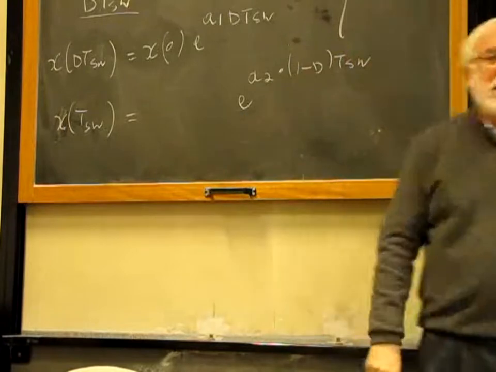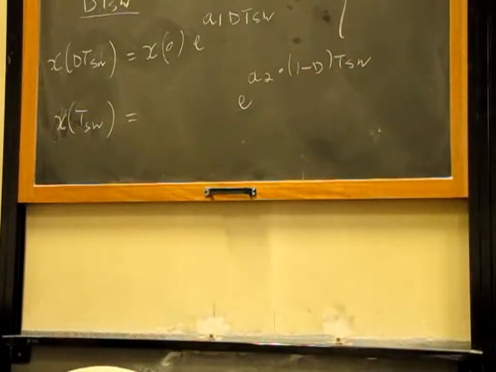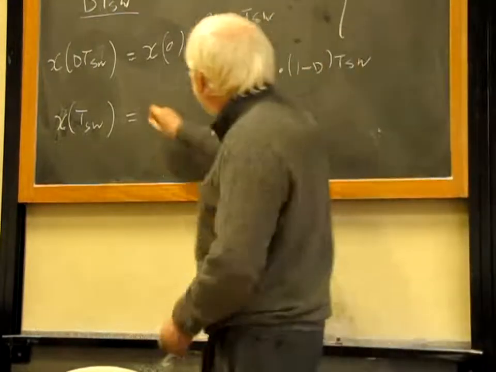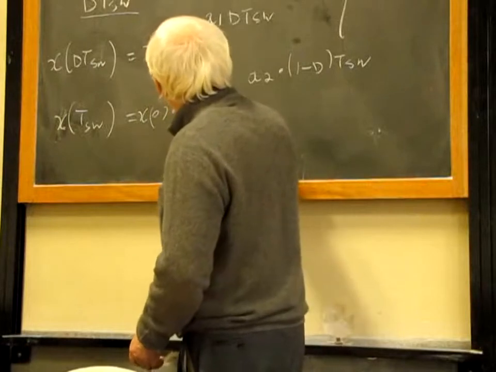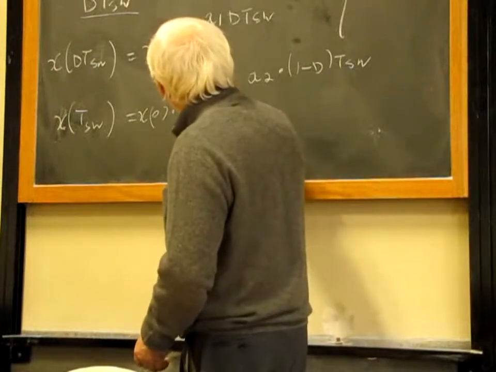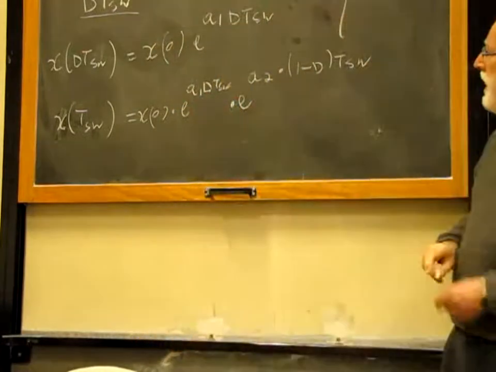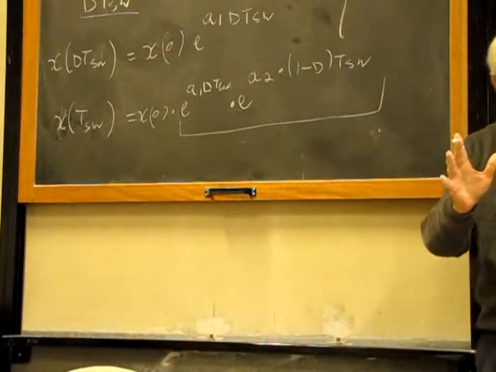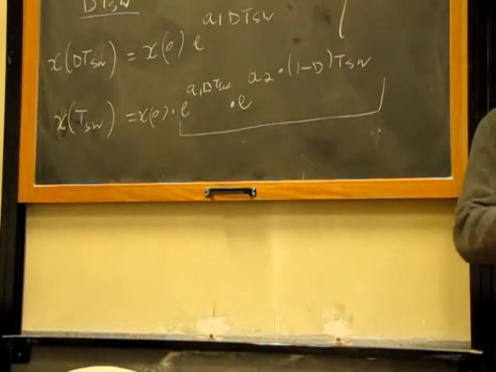And what is the initial condition of this second differential equation? The final condition of the previous one. It is x0 times e to the a1 d switch, times, and this is an operator that takes my initial condition and transforms it into the final value after one cycle.